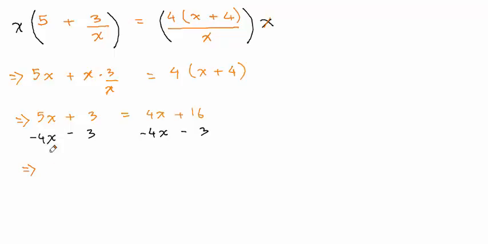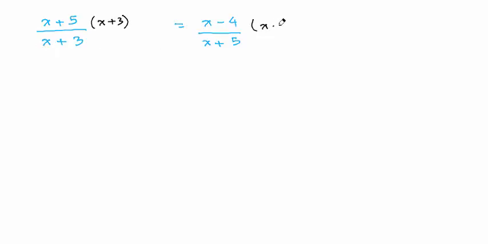Therefore, 5x minus 4x is 1x, or x. These two cross off. There's a 0. Is equal to, these two cross off. There's a 0. 16 minus 3 is 13. The answer is x is equal to 13.